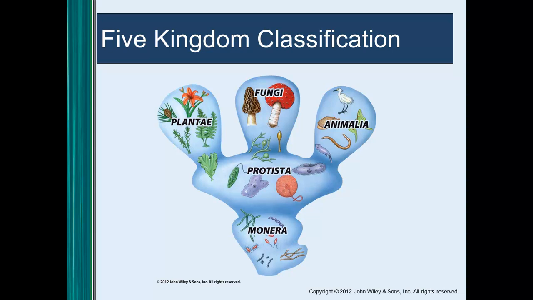And you can find more details on the 5-kingdom classification system in Table 9.2 on page 246 of your textbook. And here you can see the differences and the similarities between each of these different groups.